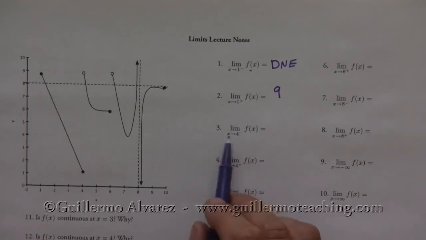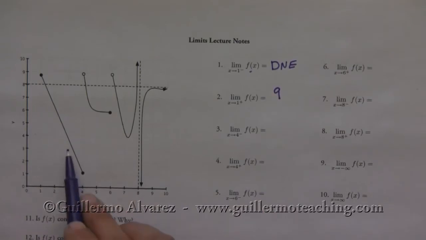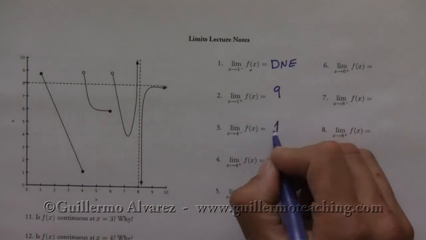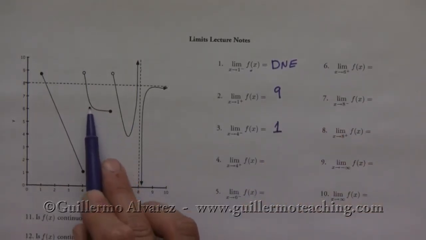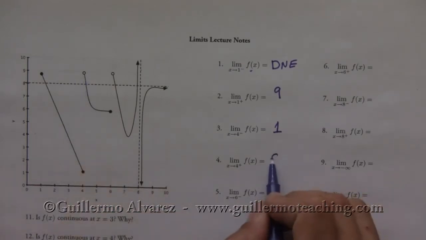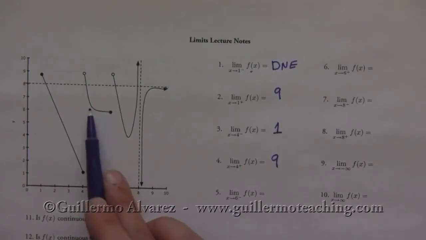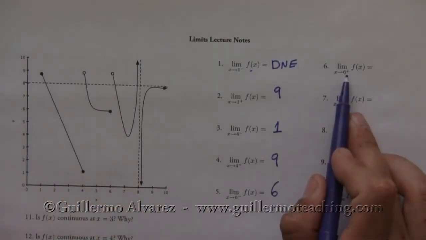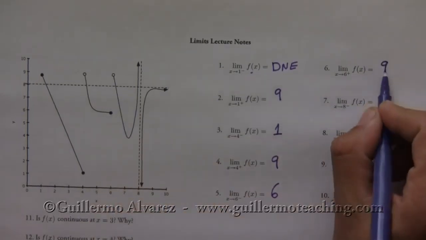Okay, now the limit as x approaches 4 from the left. So here's 4. From the left, that function is approaching 1. And then if we come in from the right, this function is approaching 9. Similarly for 6, from the left, the function is approaching a y value of 6. And then from the right, this function is approaching a y value of 9.